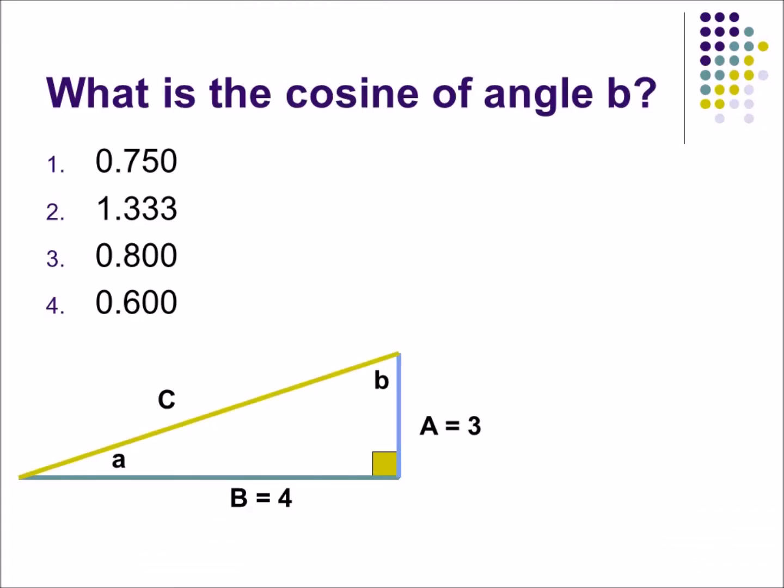This next example, this time we don't even know what the angles are. We have a 3, 4, 5 right triangle. Legs are 3 and 4. Hypotenuse has to be 5.